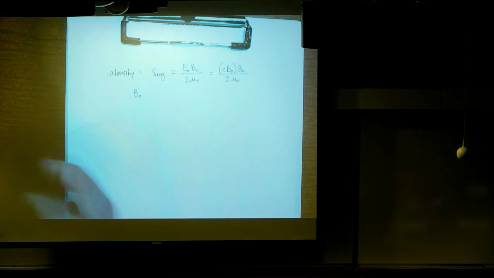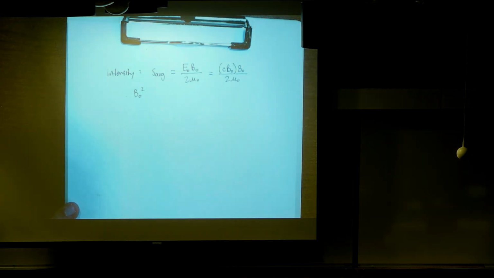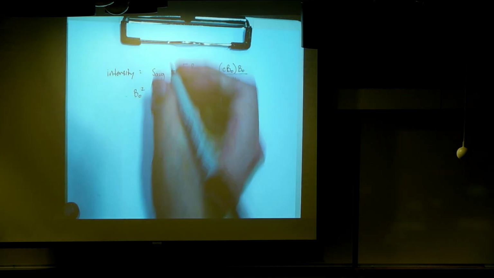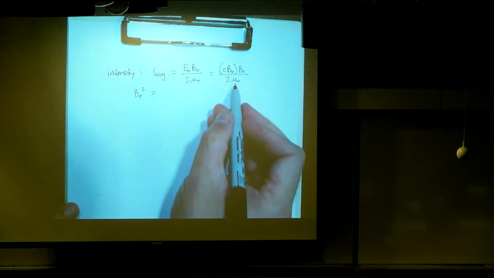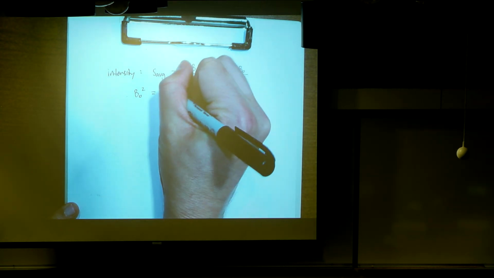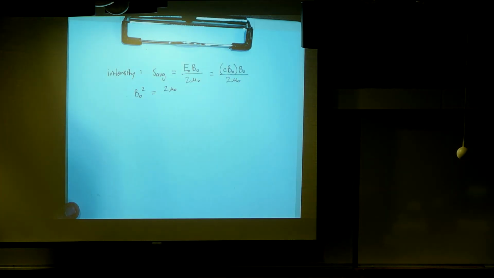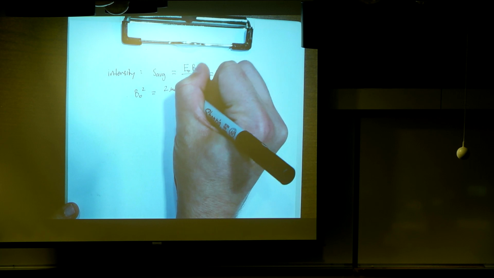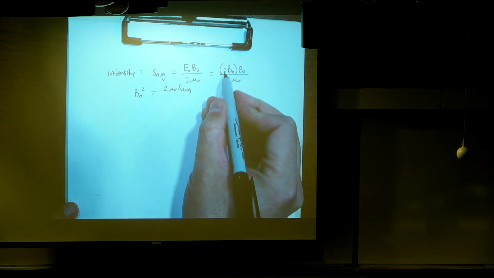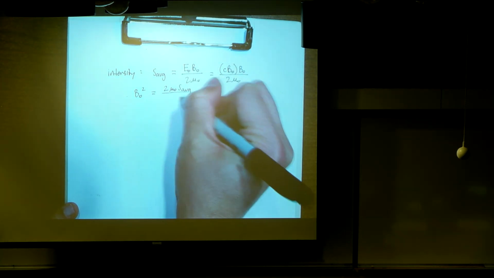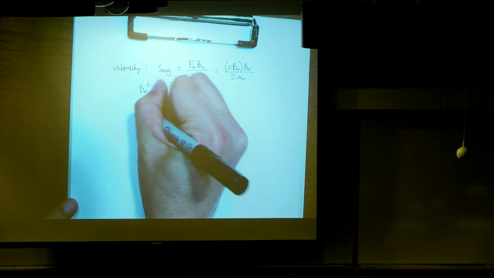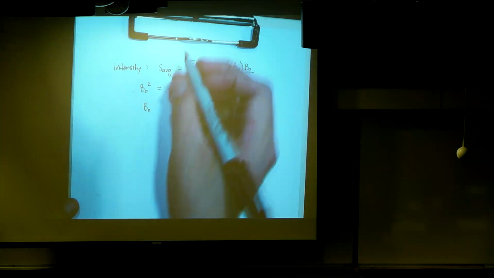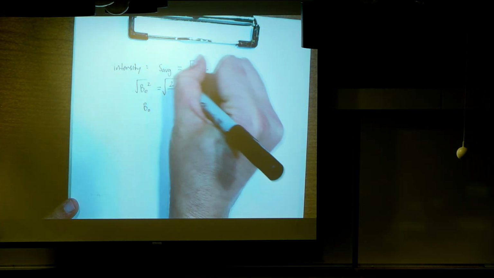So let's say I want to solve first for the magnetic field strength. That's B naught squared. Well, if I multiply by 2 mu naught on this side, I'm going to have 2 times mu naught times S average, and then I have to divide out this C term, and then I've got B naught squared. So if I square root that, I'll have B naught.